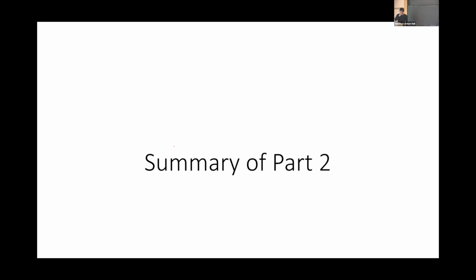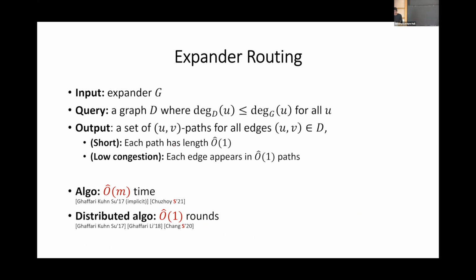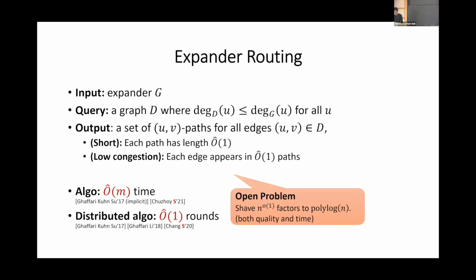Okay. So to summarize, we have seen a bunch of tools: expander routing. And by the way, there is a very important open problem about shaving n to the little o(1) to polylog. I think it needs totally different techniques. So that's why it should be very interesting, and it has a lot of applications if you can shave this.